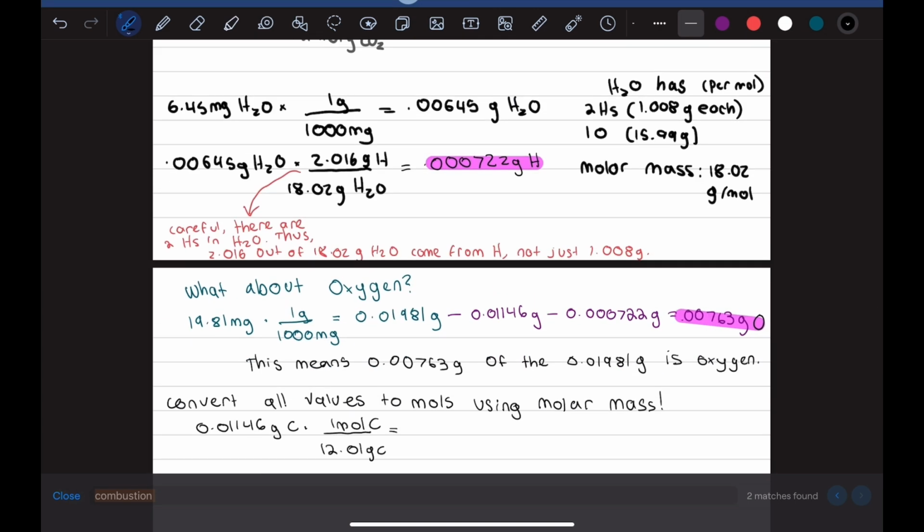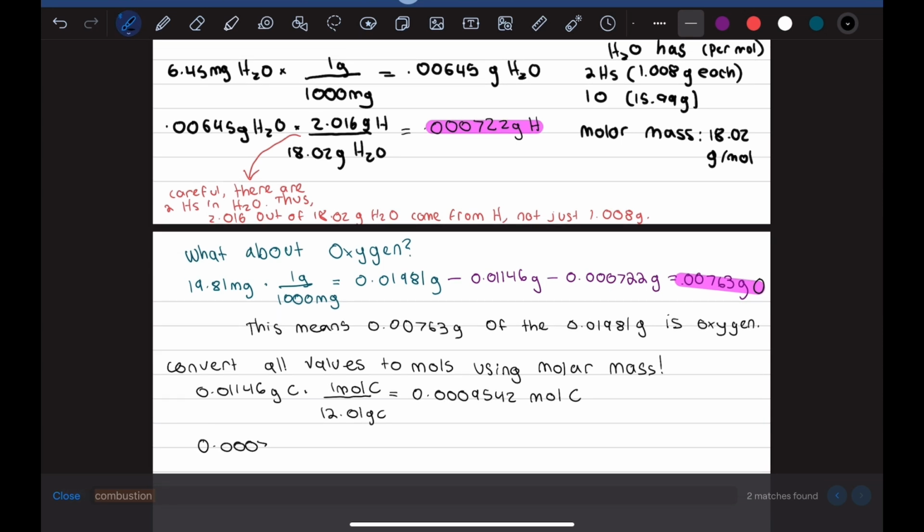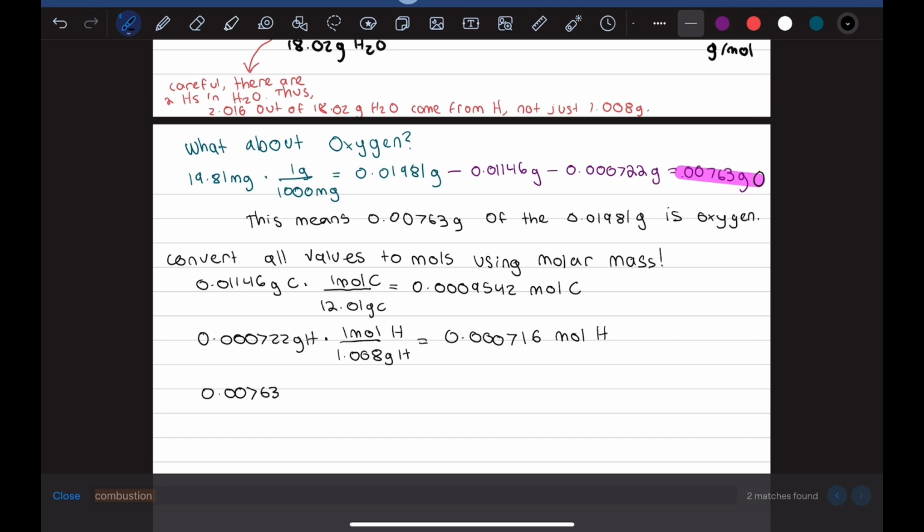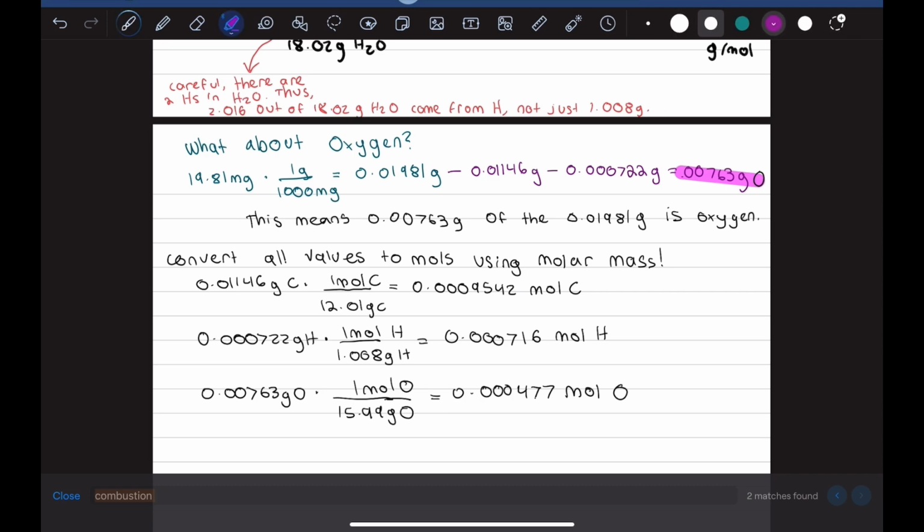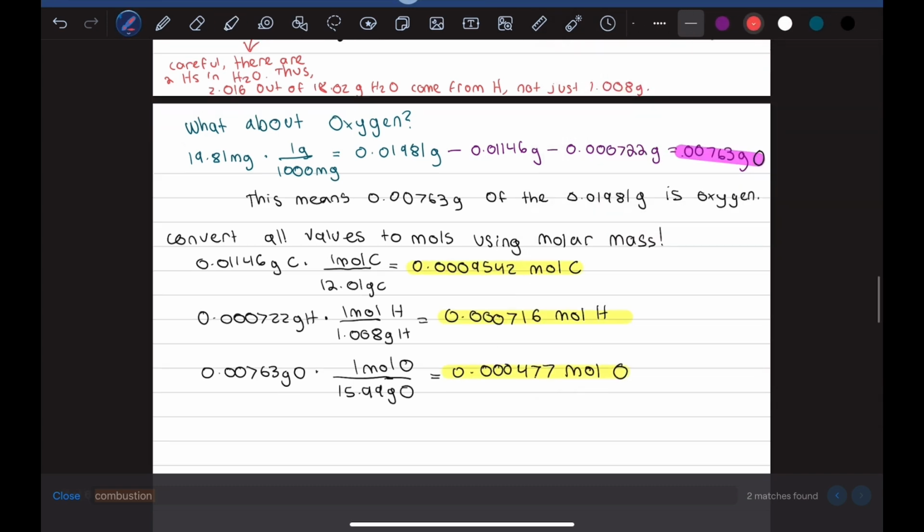An easy way to know if you're going to multiply or divide by the molar mass is to just make sure the units cancel out. You can find the molar mass of each element by looking at your periodic table, and you should round to around 3 or 4 sig figs. Since we know the moles of each atom in the molecule, we can now find the molecular formula.